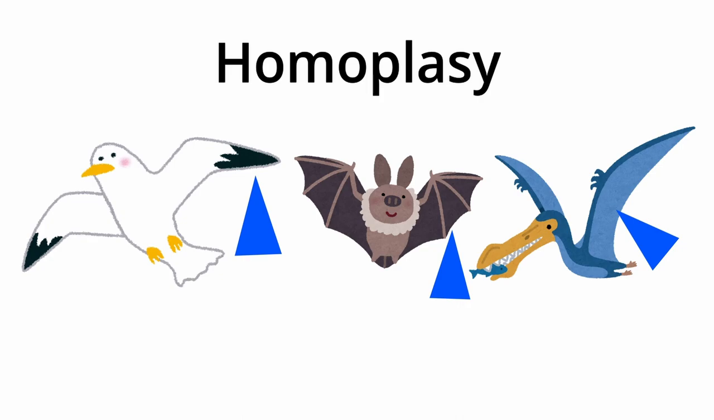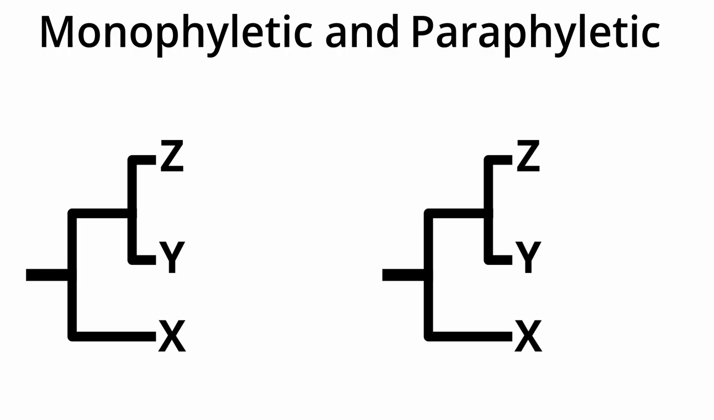To make it a little bit clearer, let's think about the phylogenetic relationship using this slide. You can see these two phylogenetic trees, and you can read these two words, monophyletic and paraphyletic, right? Monophyletic and paraphyletic are really important concepts.